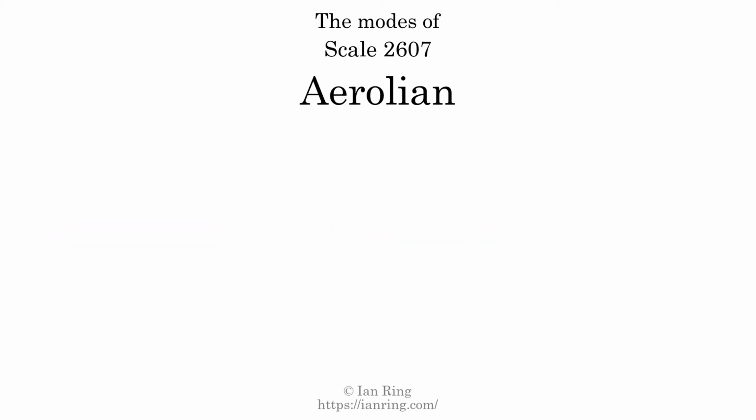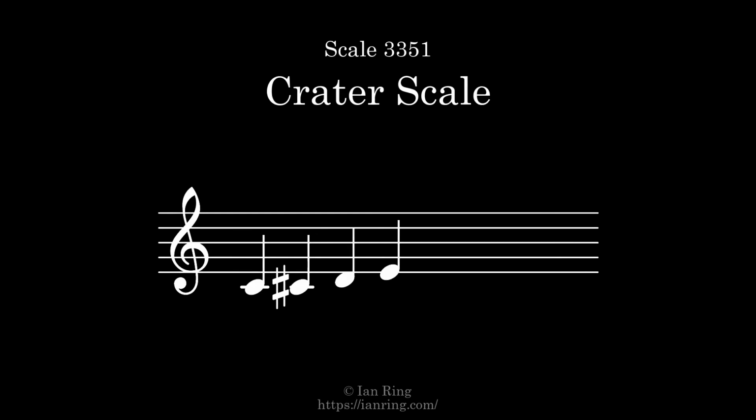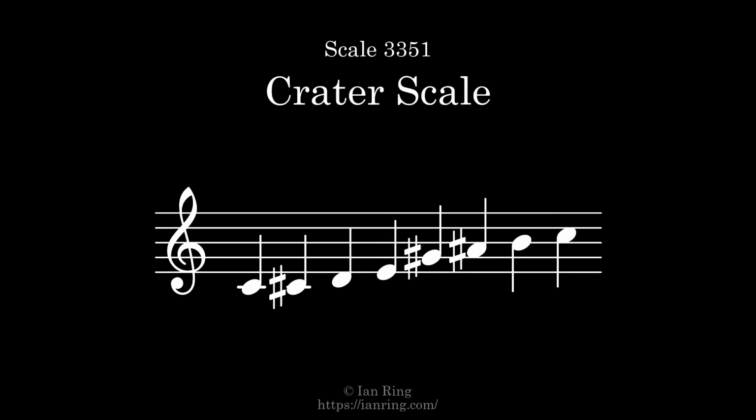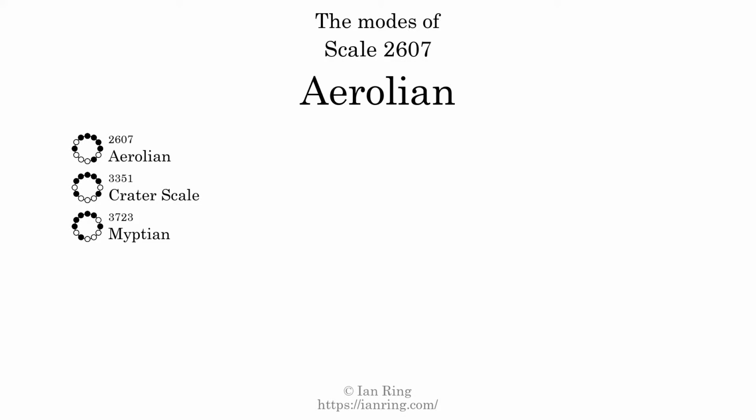This scale has 7 modes. The first mode is itself. The second mode is scale 3351, also known as Dorian. It sounds like this. The third mode is scale 3723, also known as Phrygian. It sounds like this.